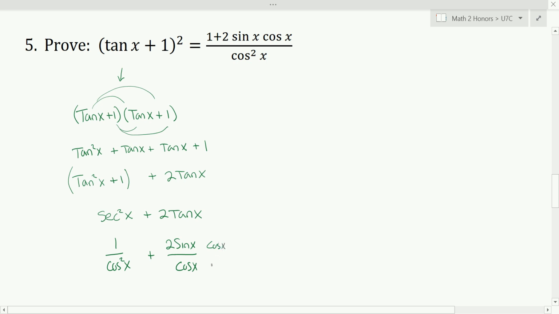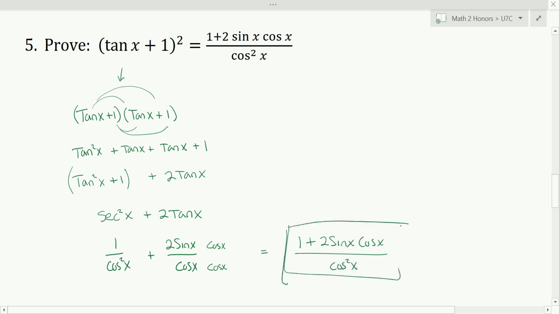You seeing it yet? And so when you add those, the top becomes 1 plus 2 sine x, cosine x, and the denominator stays the same, cosine squared x, and we did it. You guys are getting close, right? Okay. Any question on that one?